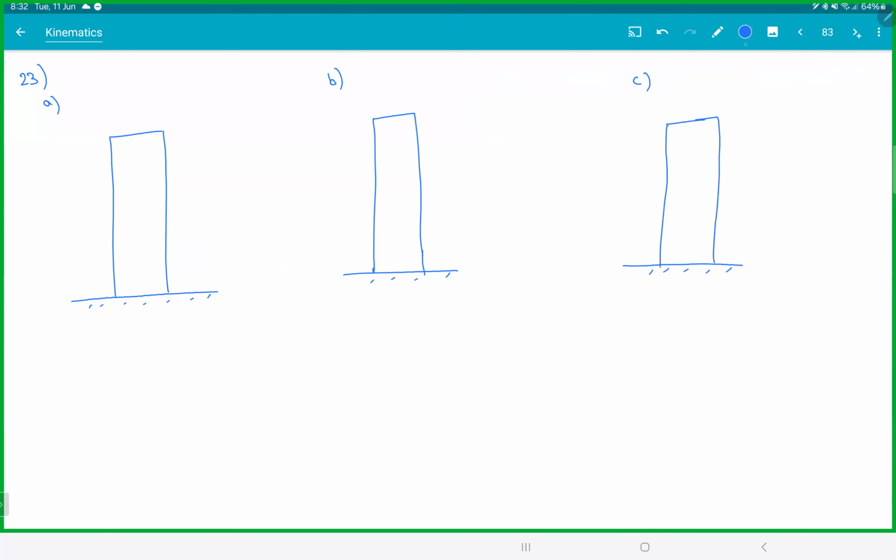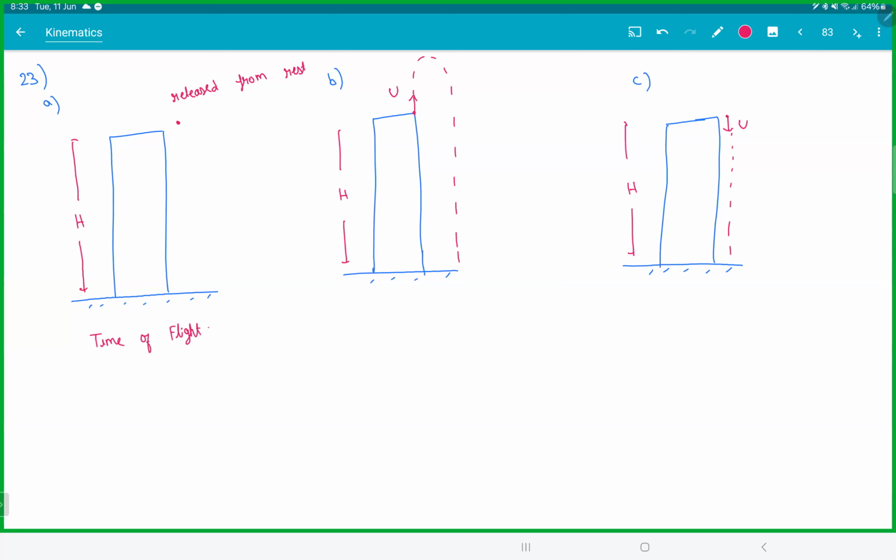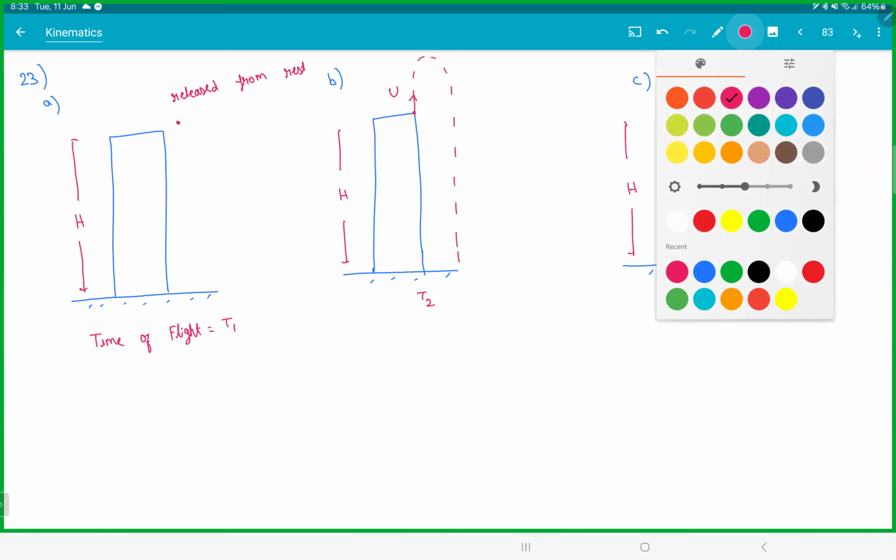So we have a building here. We have a particle released from rest, and the building's height is h. This particle is thrown up with speed u. This thing goes up and comes down. The building's height is h. This particle is thrown down with speed u. The building's height is h. Here the time of flight is t1. Here the time of flight is t2. Here the time of flight is t3. Find t1, t2, t3.